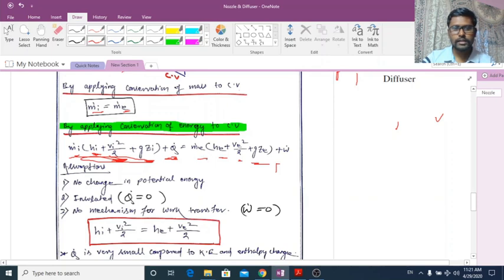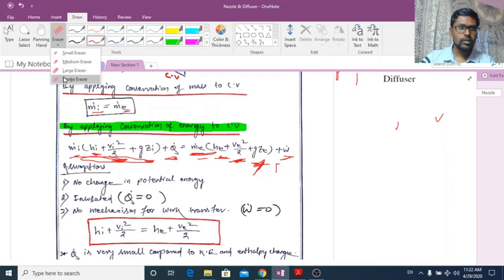Similarly, on the exit side, he is the enthalpy of fluid leaving from the control volume. ve square by 2 is the kinetic energy of the fluid leaving from the control volume. g ze is the potential energy of the fluid coming out from the control volume. If you multiply with the mass flow rate, that is m dot e, you will get the total energy coming out from the control volume by the fluid stream. And this W dot is the work transfer.